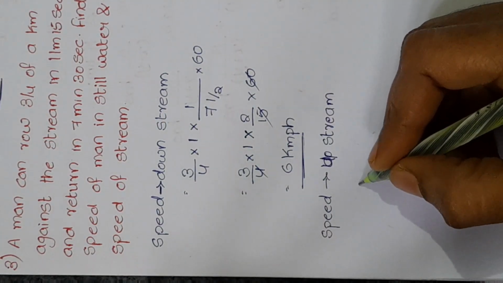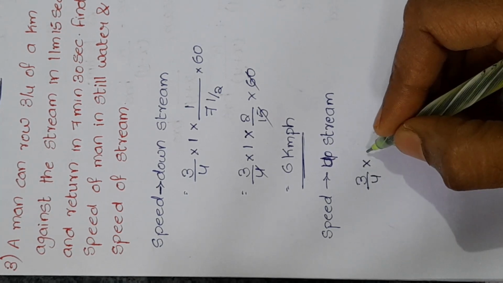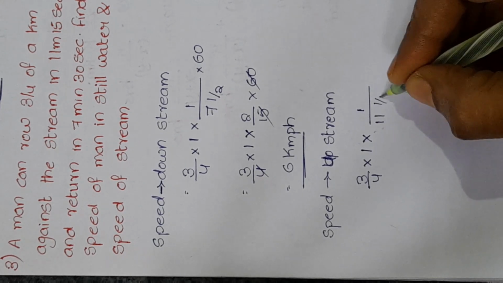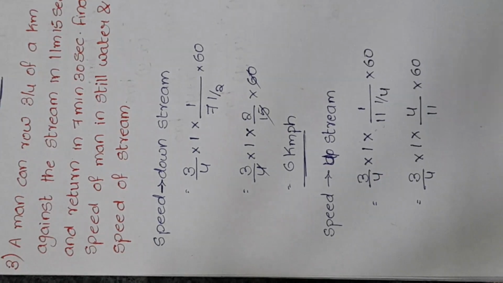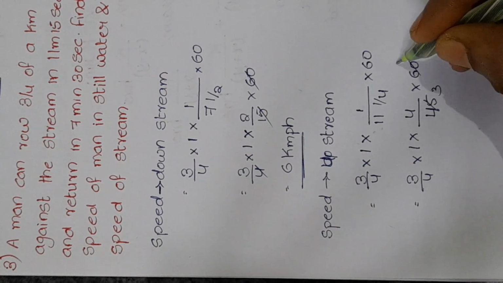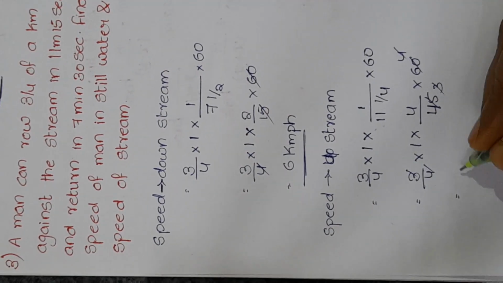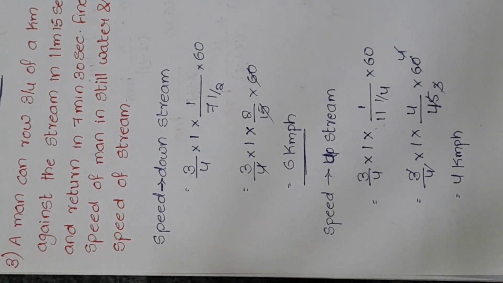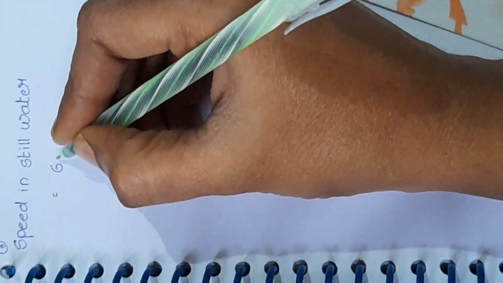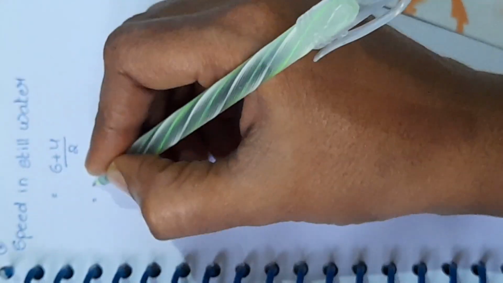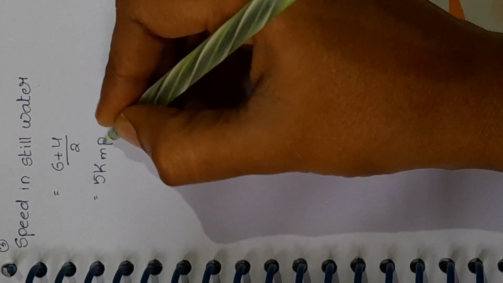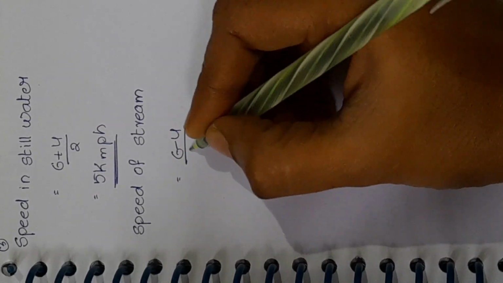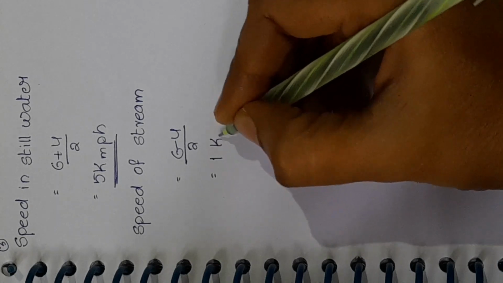Speed of the man while going upstream is 3 by 4th of a kilometer. That is 3 by 4 into 1 into 1 by 11 1 by 4 into 60. 15 threes are 15, 4 and 4 get cancelled, 3 and 3 get cancelled. So the speed of the man upstream is 4 kilometers per hour. Now the speed of the man in still water is (6 plus 4) by 2, that is 5 kilometers per hour. Now the speed of the stream is (6 minus 4) by 2. We get this as 1 kilometer per hour.